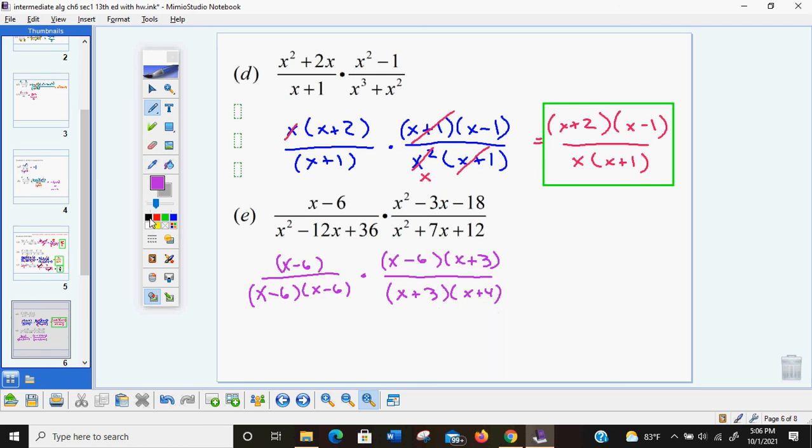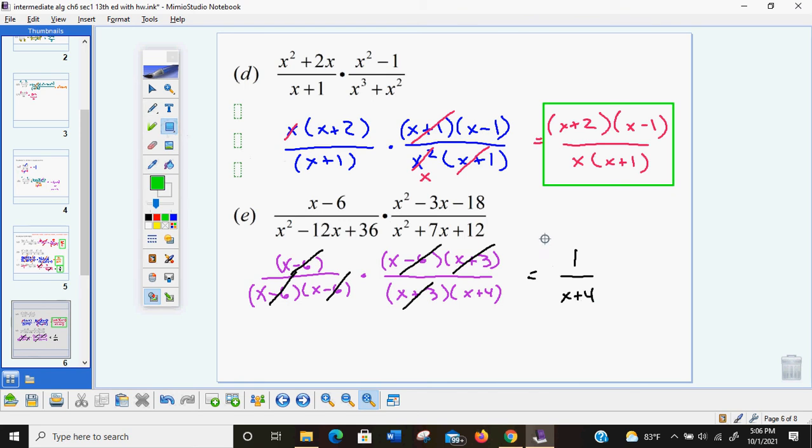Now that we have it all factored, we can cancel. Let's look up and down. This one will cancel with that one. X minus 6 is gone. Look up and down on this one. X plus 3 is gone. Now let's go across. Nothing here. Let's go across this way. X minus 6 will cancel. Now when I have nothing left on top, I have to put a 1 there. Everything canceled out on top, so I put a 1. And on bottom, all I have left is an x plus 4.